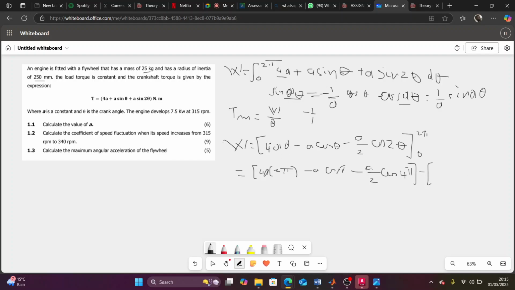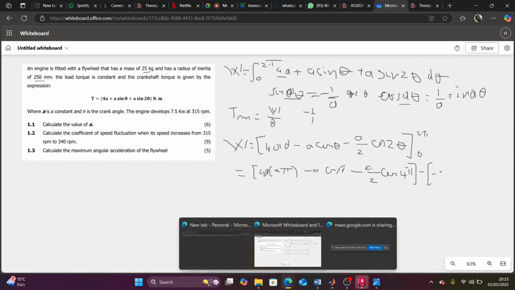Now, if I put 0 here, what will happen? This will be 0. If I put 0 here, this will be giving me simply minus a. Remember, cos of 0 is 1.